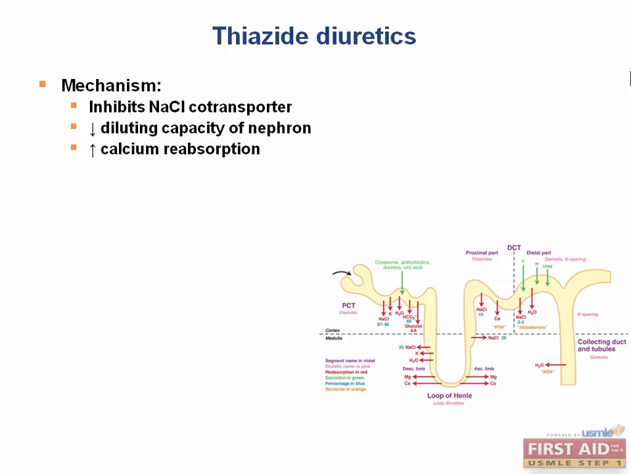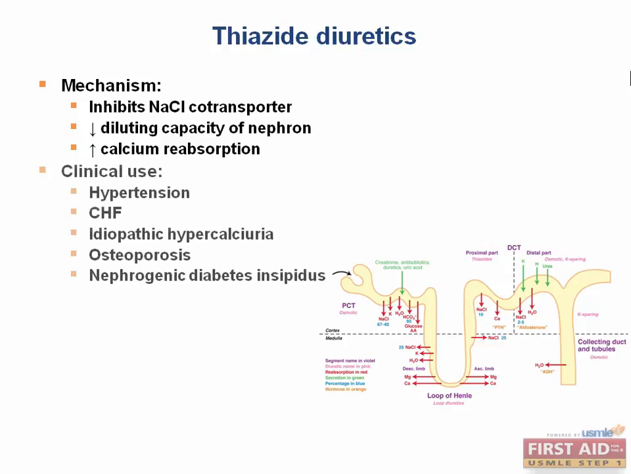Hydrochlorothiazide also increases calcium renal absorption. Its clinical uses include hypertension, CHF, idiopathic hypocalciuria, and osteoporosis due to the reduced calcium excretion. Patients with nephrogenic diabetes insipidus are given thiazides to slightly dehydrate them, thus decreasing plasma volume and GFR. This ultimately leads to an increased proximal reabsorption of sodium and water, thus helping the patients to maintain a low but somewhat normal plasma volume and not have to urinate all the time.